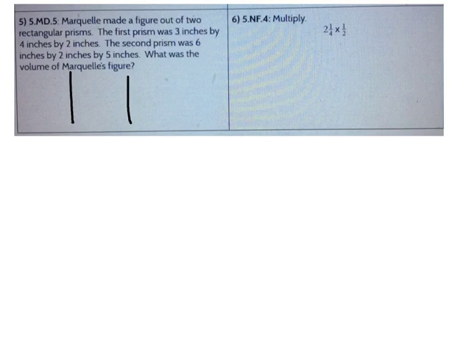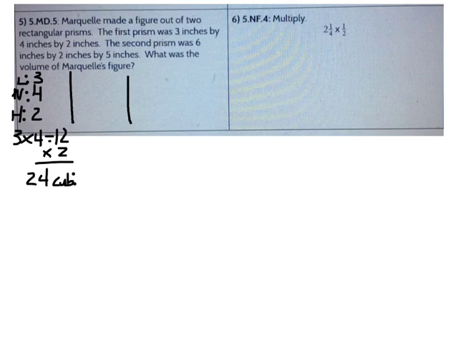The first prism has a length of 3, a width of 4, and a height of 2. What's the volume of that prism? Well, 3 times 4 is 12, times 2 is 24 cubic inches.